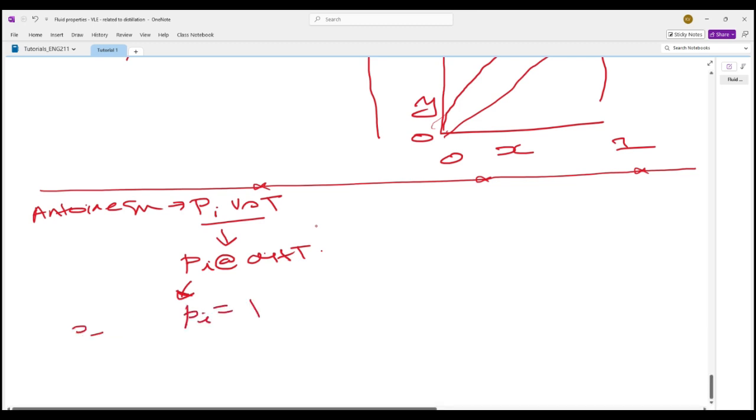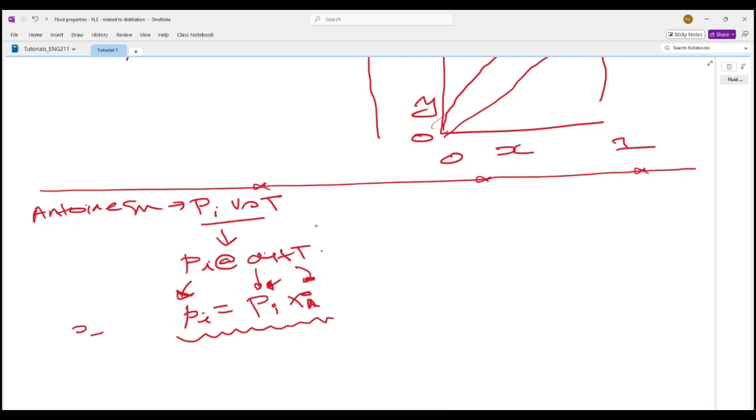So Pi, the partial pressure of component i, is equal to the vapor pressure of component i multiplied by x of i. So this is nothing but your Raoult's law. This equation allows you to calculate other quantities. If we know xi, then we can get Pi. The vapor pressure is something you can get from the Antoine expression, and once you have calculated xA, then we can get the partial pressure of i.